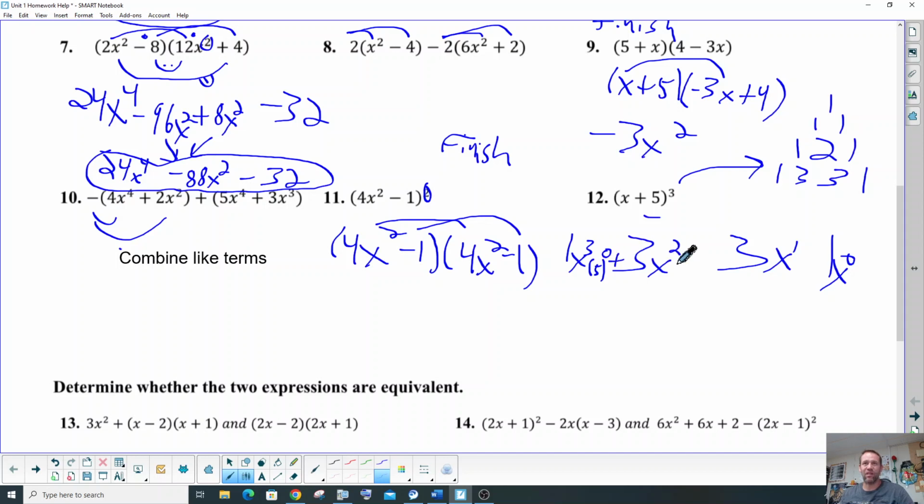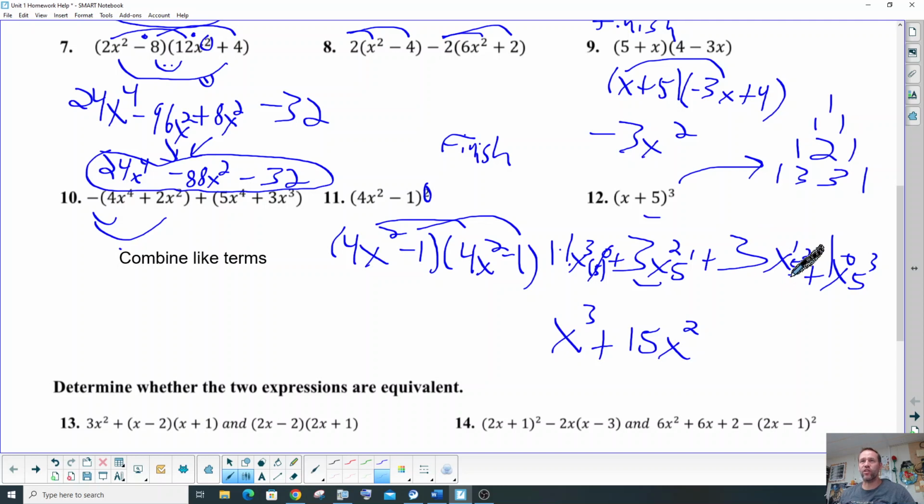plus 5 to the first power, plus 5 squared, plus, and then 5 to the third power. So don't forget, anything to the 0 power is just a 1. So we have 1 times x to the third power, which is just x to the third power. X squared times 5 to the first power is just 5 times 3. So that's going to be plus 3 times 5 is 15 x squared.